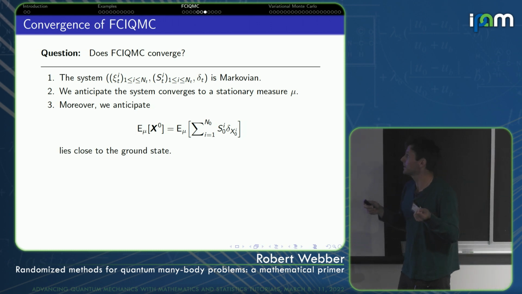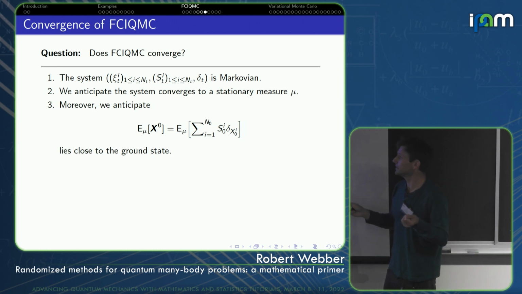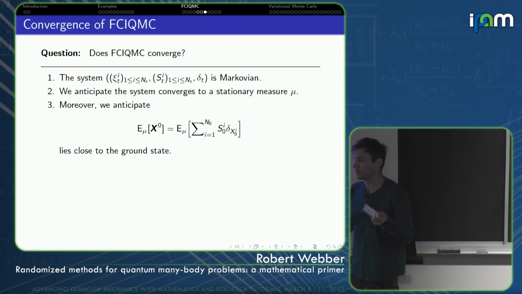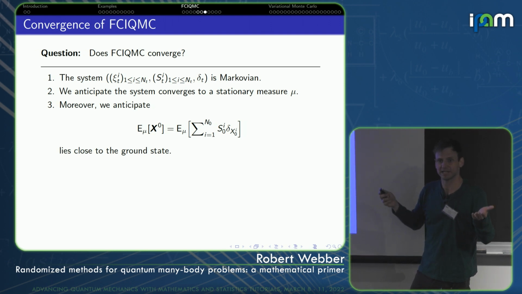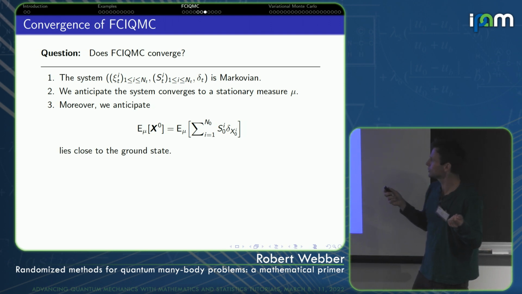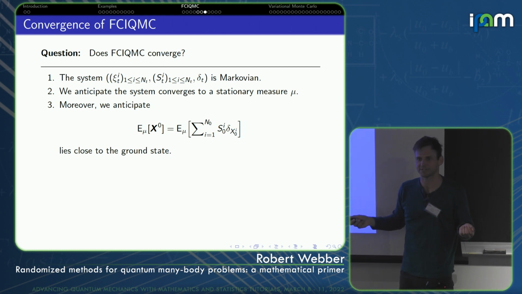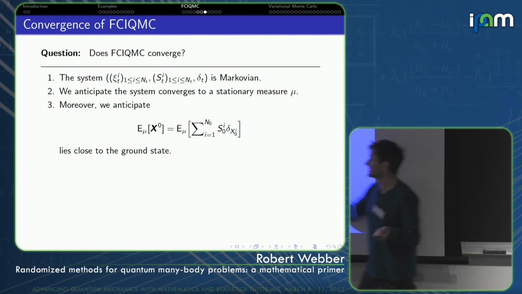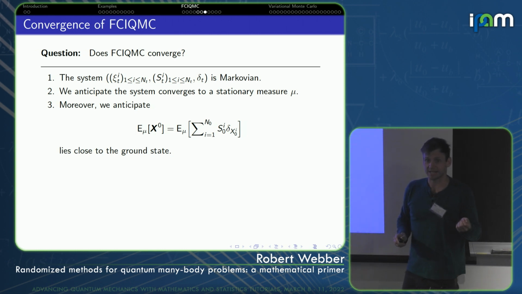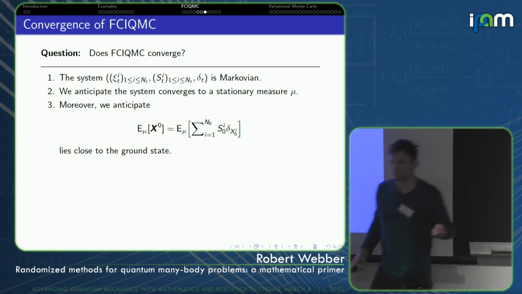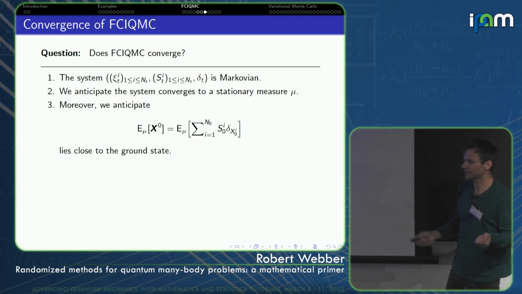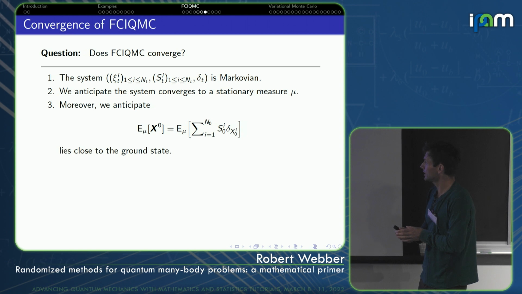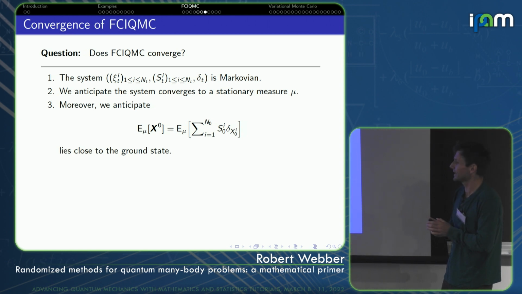Moreover, you might hope that under this stationary measure mu, the expectation value of x, which is your sum of signed delta functions on your walkers, your representation of the ground state eigenvector, lies close to the true ground state, right? So this expectation value, in general, will be a very dense vector, because it's the average over many, many sparse vectors that could exist. And you might hope that it's really close to the ground state eigenvector.